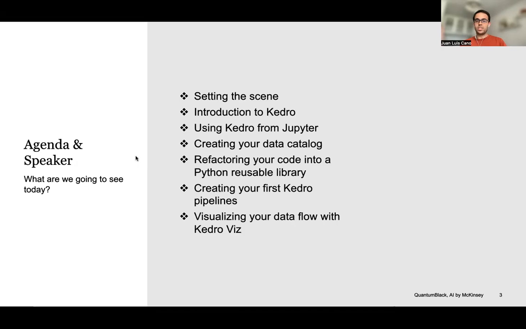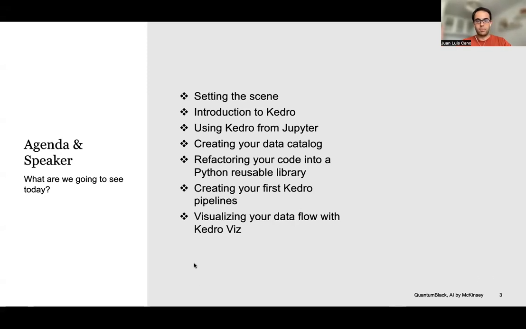So we're going to see how to create your data catalog so that you can specify your data sets in a declarative way. We're also going to give some tips on how to refactor your code into a Python reusable library. And we're going to combine the modern Python packaging standards with how Kedro expects the files to be laid out on disk. Then we're going to create our first Kedro pipelines to do some very basic processing. And we're going to finish by visualizing this data flow with Kedro Viz.